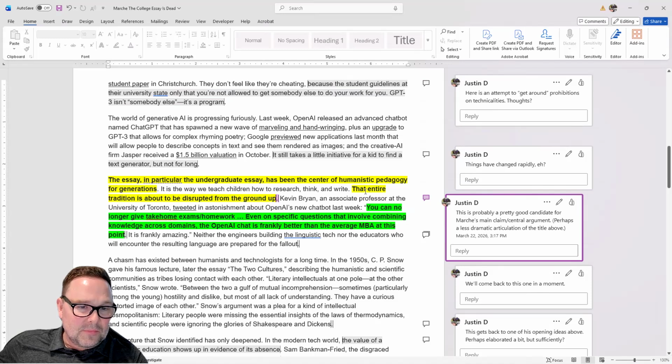That entire tradition is about to be disrupted from the ground up. So, in terms of an effective thesis statement, we can expect the rest of Mr. March's article to follow along with this idea. That would be an effective sort of central claim, main idea. And we'll see how he does in that regard.